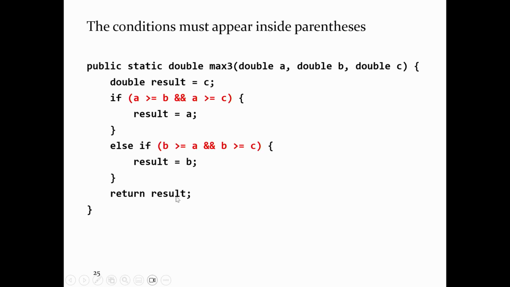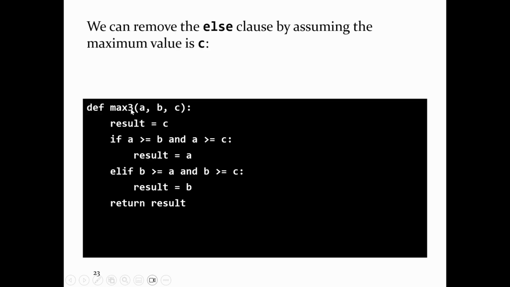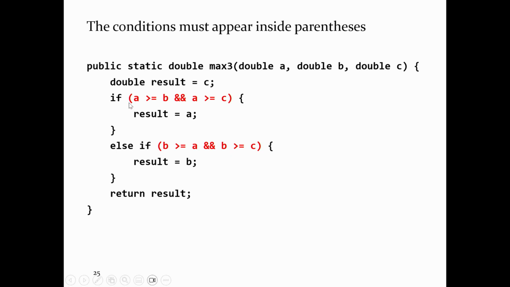All right, so let's look at the differences now between Java and Python. Your conditions in Java have to appear inside parentheses. You don't have a choice on this. In Python, whether or not you put the condition in parentheses is up to you, but in Java, they must be inside parentheses, so there's no choice.